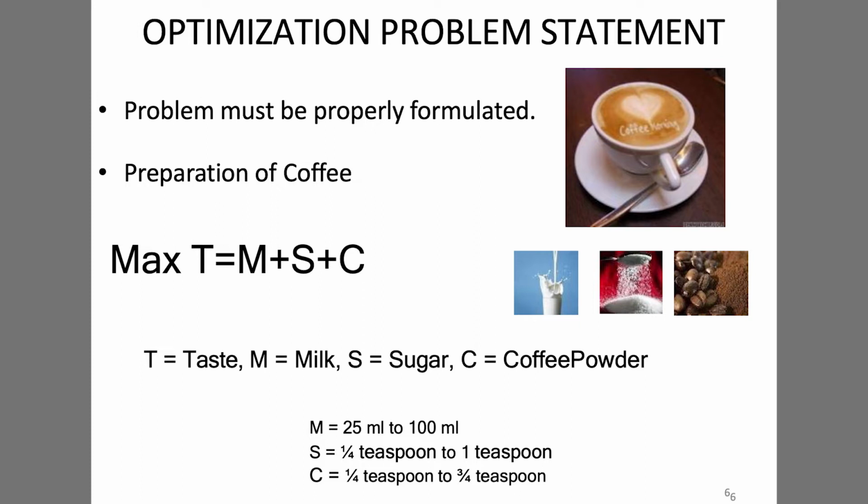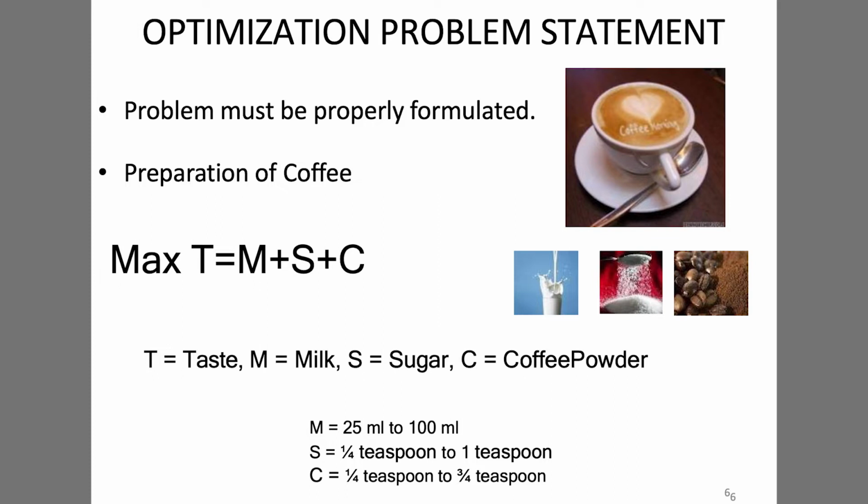So, how to make this problem statement an optimization problem statement? You have to see the ingredients that are needed for preparing a coffee. So what are the ingredients needed? Milk, sugar and coffee powder, right? So in order to maximize the taste of the coffee, what do we need to do?